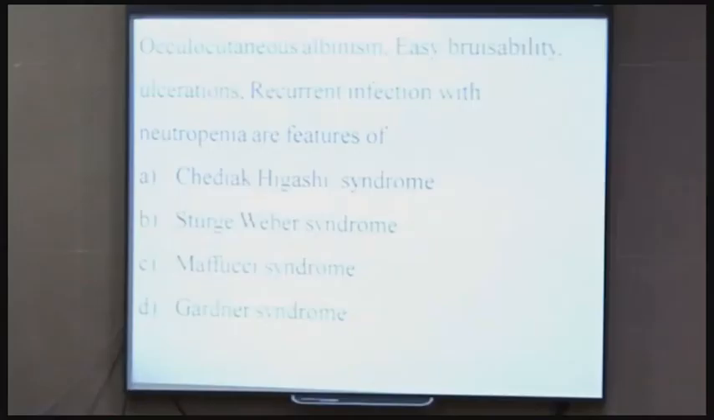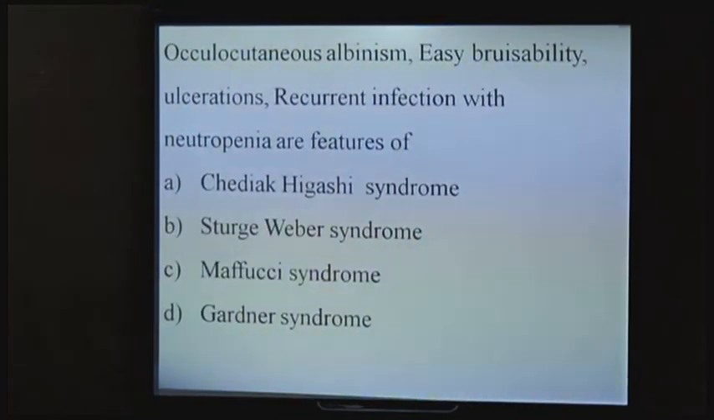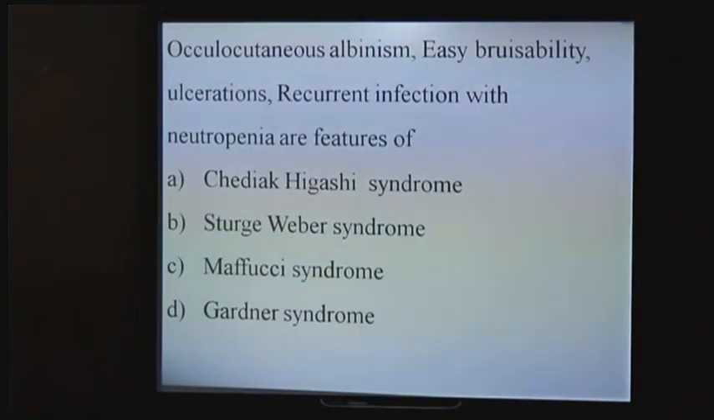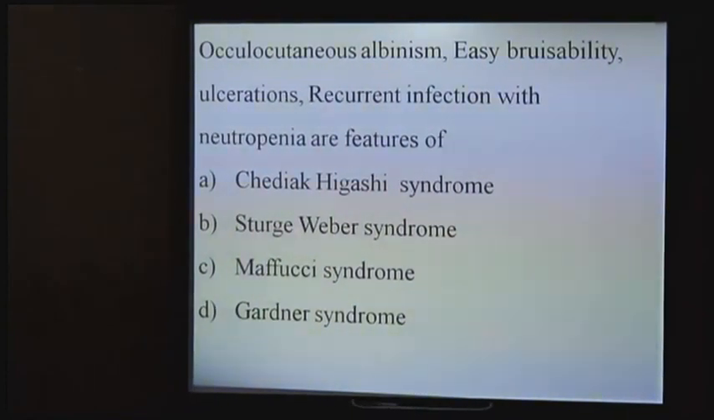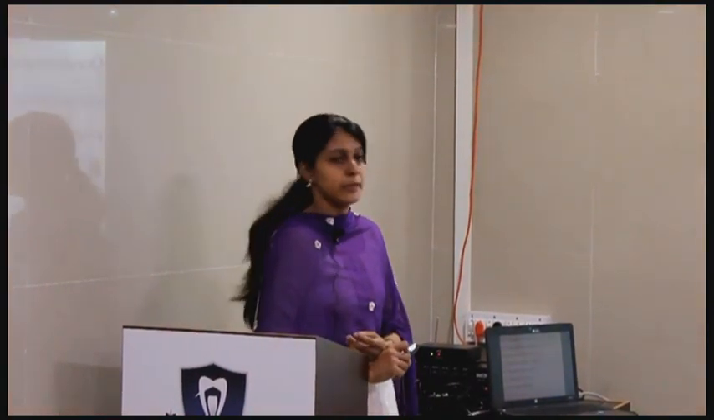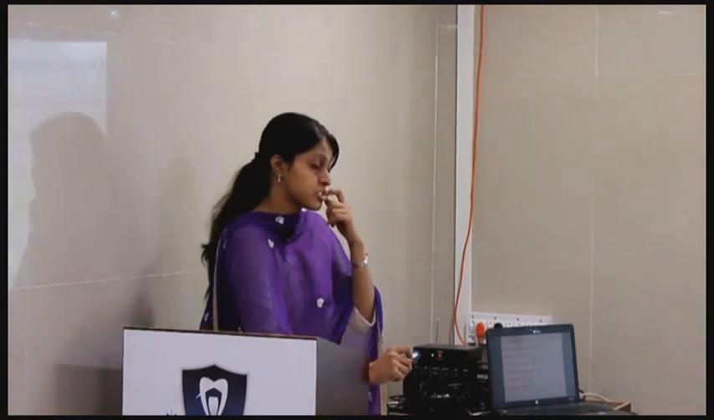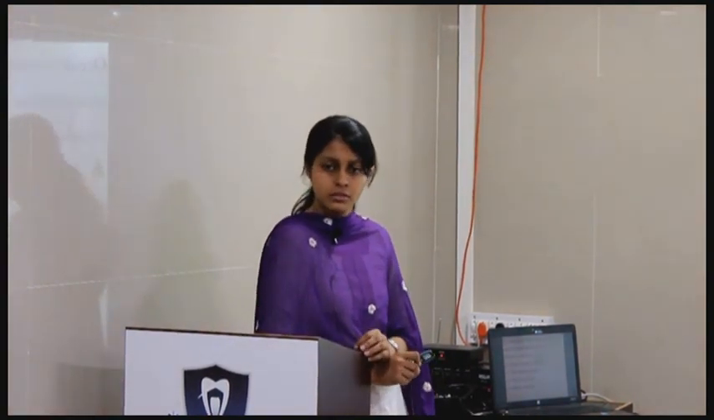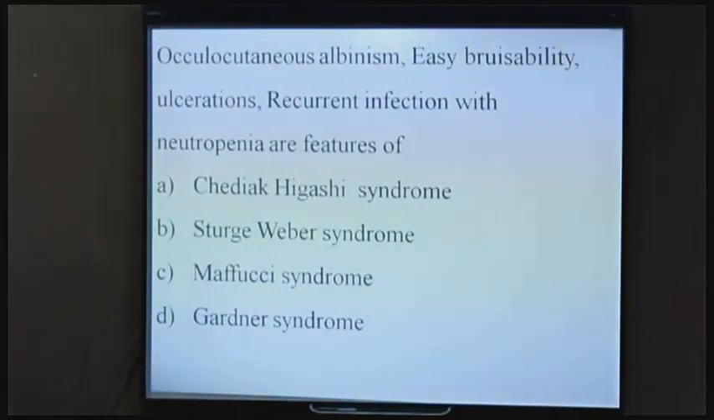Oculocutaneous albinism, easy bruisability, ulcerations, recurrent infection with neutropenia are features of Chediak-Higashi syndrome. Sturge-Weber syndrome is hemangiomas, tram-like, pipe-like calcifications will be present, phleboliths will be present. Maffucci syndrome is a feature, lymphangiomas, hemangiomas. Gardner syndrome I have already told. What is oculocutaneous albinism? The skin and the eyes will have albinism features. Depigmentation will be present.